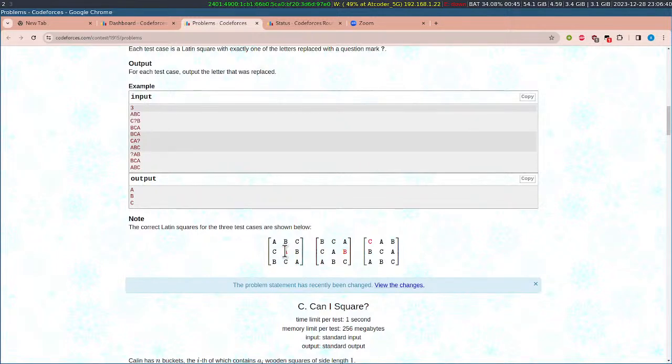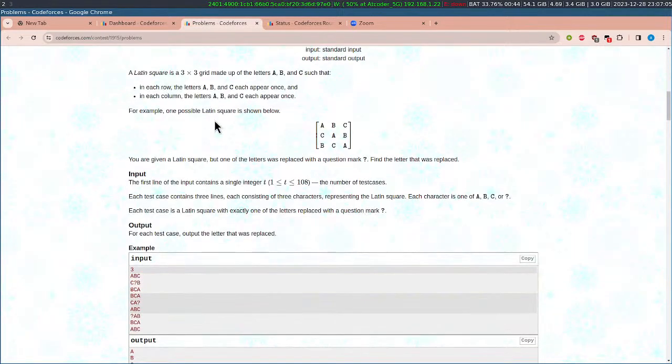For example, in this sample with a question mark, we can see that A appears 2 times, B appears 3 times, C appears 3 times. Similarly, for the next sample, B appears 2 times, and C appears 3 times and A also appears 3 times. So if we count the number of times each letter appears in all of the 3 strings, we would be able to find the missing letter. There are many other solutions as well, and this is one of the possible solutions.